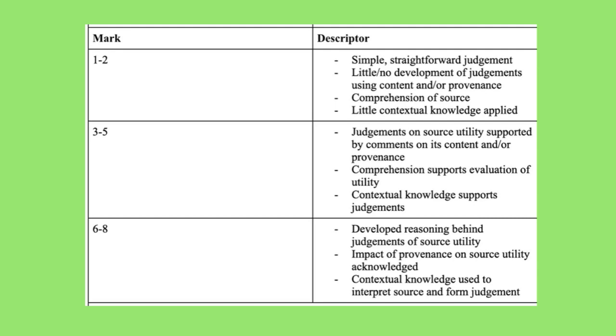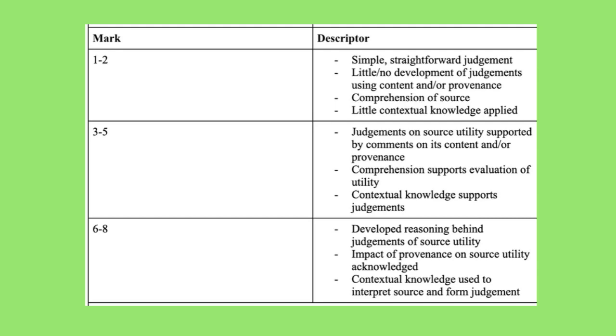Now you can see in order to score in the highest band, you need to show developed reasoning. So maybe you've used one of the factors that we listed above to make a judgment on how useful the source is and really clearly explain your thinking. You've also considered the provenance, so where the source came from, and how that might impact how useful the source is. You could also draw in some contextual knowledge, so stuff that you already know about the topic, to help you to interpret the source and make that judgment.